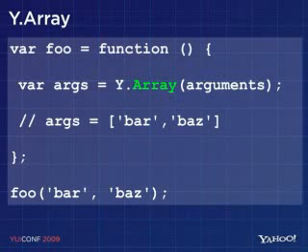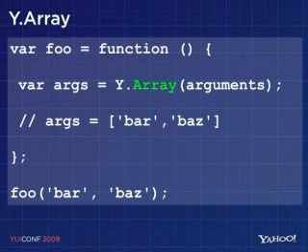Y.array is really useful in that you can use it to coerce any object into an array. We use this extensively throughout the YUI3 ecosystem. For example, to take the arguments object that is available within the scope of a function and coerce that into a real array that we need to then manipulate in some way. So Y.array is very useful for that.